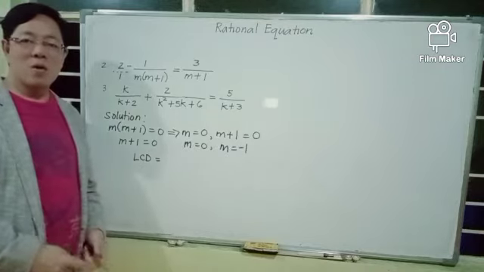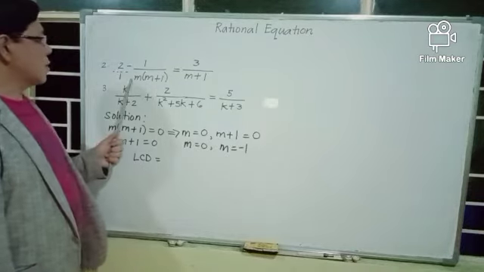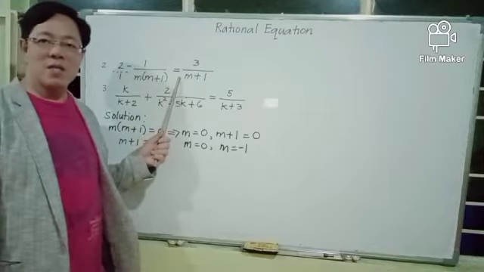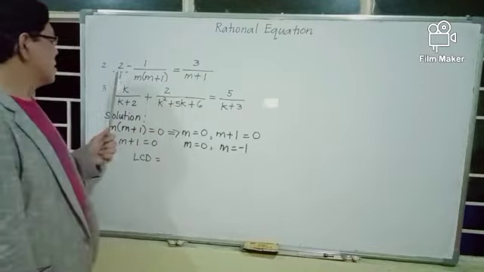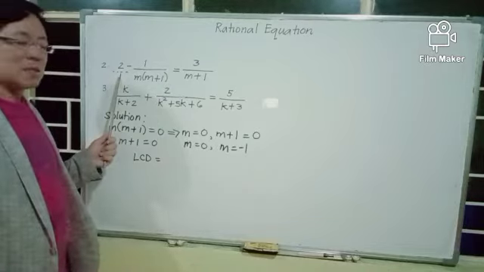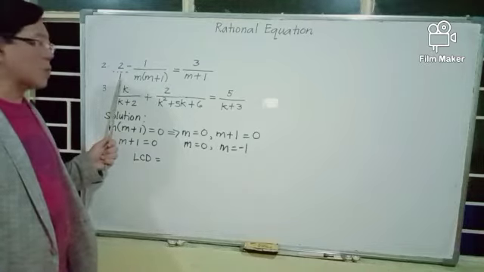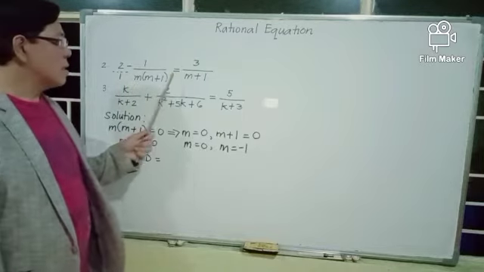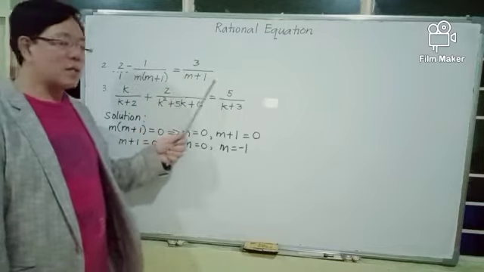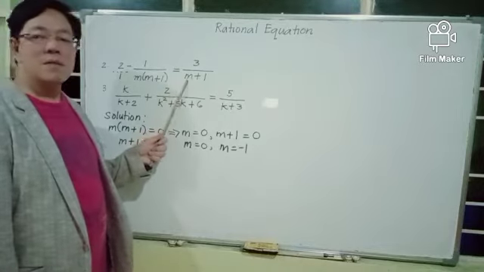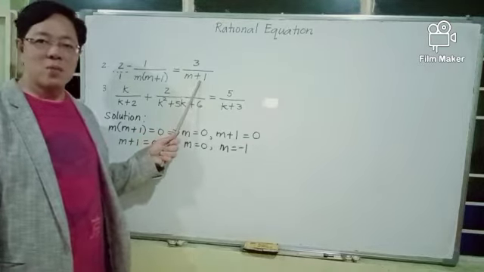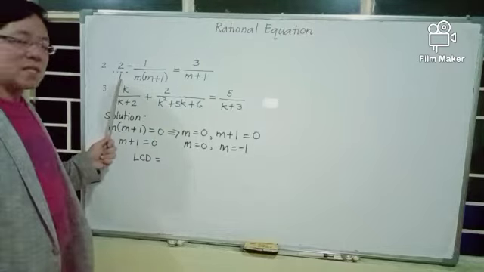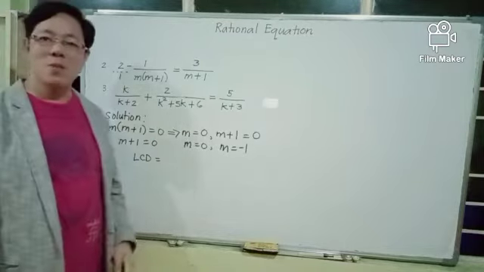Again, we start with the constant and the coefficients of the algebraic expressions in the denominators. In the first term, the denominator constant is 1. In the second term, the coefficient here of m is 1. And at the right hand side, the coefficient of the denominator m plus 1 is 1. Hence, the LCD of 1, 1, 1 is 1.